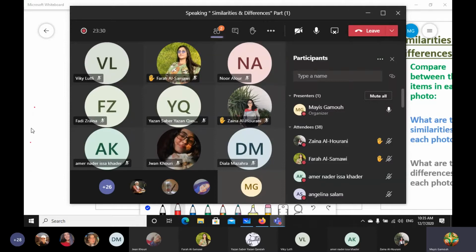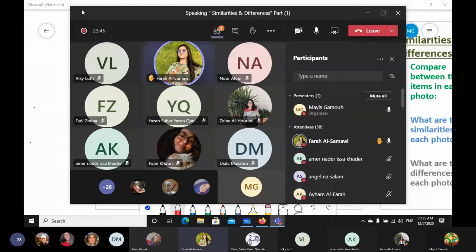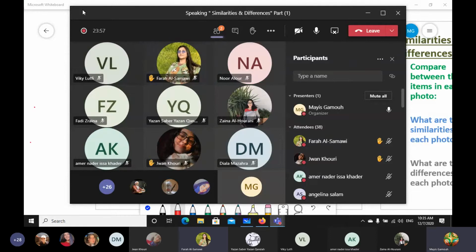Let's go to Farah. Farah, after the useful expression we have something that is called the exam task. Can you read the instruction, dear? Yes, teacher. Talk about the photographs on your own for about a minute. Compare the photographs and say what you think the people might be feeling. Thank you, dear. So here we have two pictures.